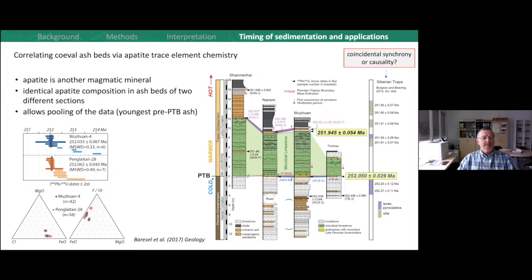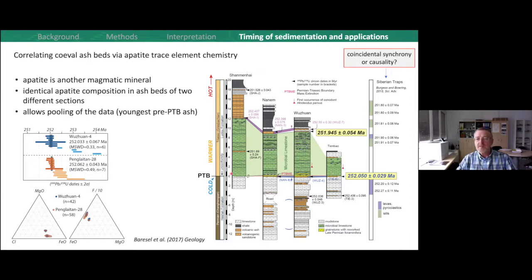we determined the composition of the apatite, so magnesium, chlorine, iron, and fluorine concentrations, and it has a very strange bimodal distribution. And then there is another ash bed where the apatite has the same, completely coinciding bimodal chemical composition. The two ash beds are exactly the same, so we could actually pool them together.